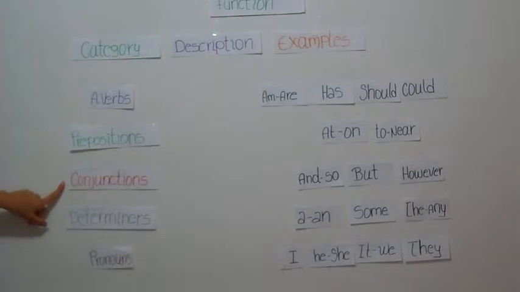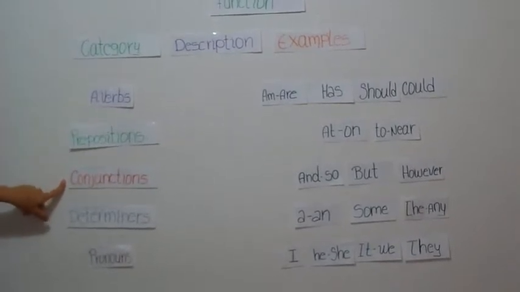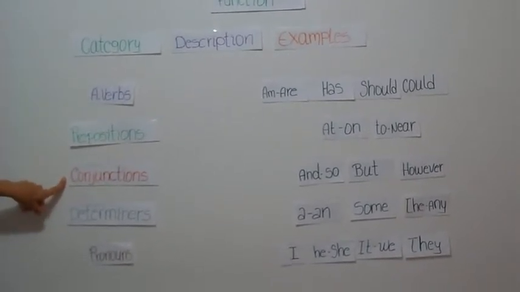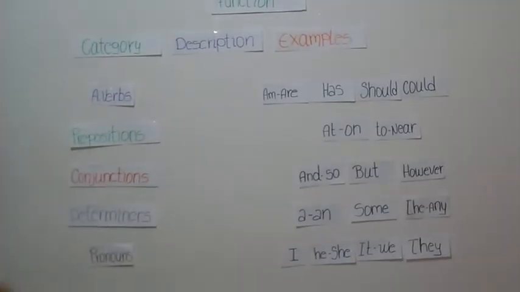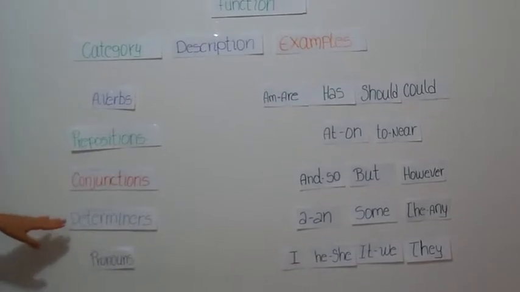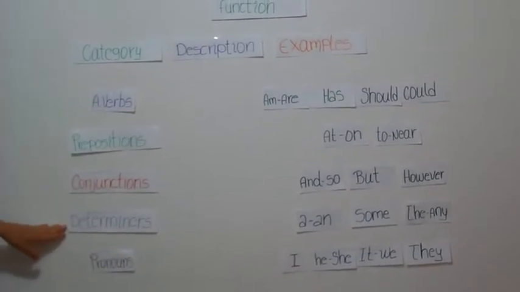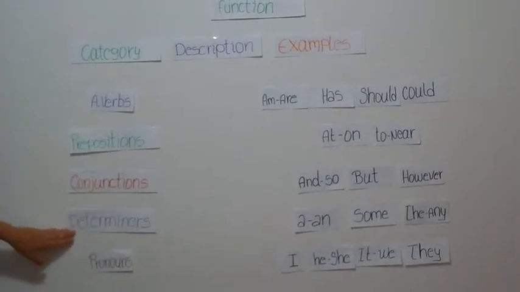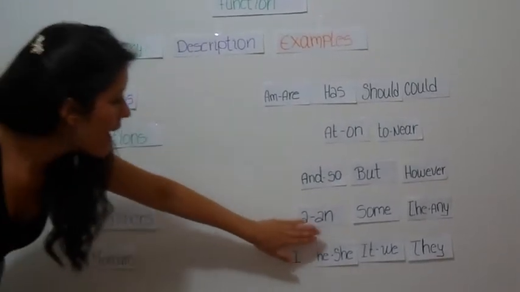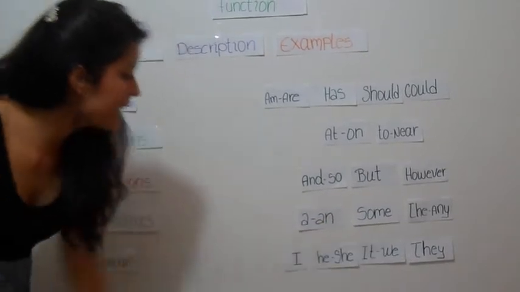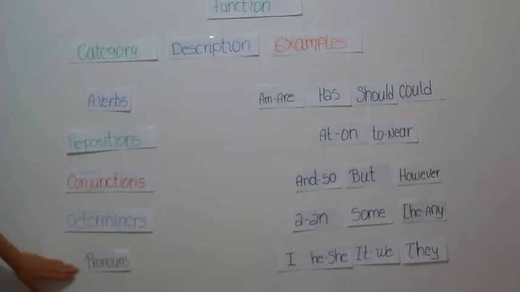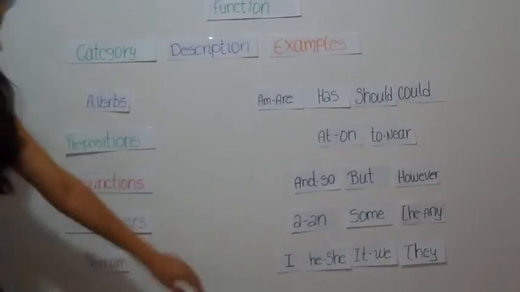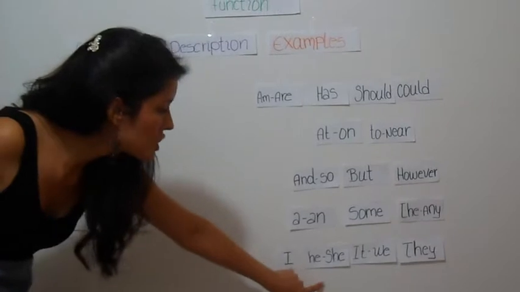The next category is conjunctions, which are words that tie clauses together. For example, and, so, but, and however. The next category is determiners, which are words that give details to nouns. For example, a, an, some, the, and any. And the last category is pronouns, which are words that replace nouns. For example, I, he, she, it, we, and they.